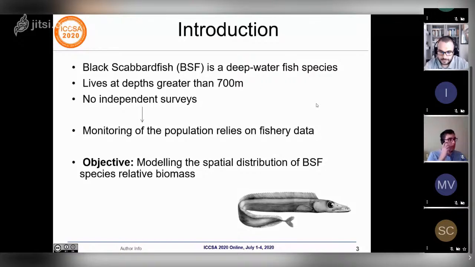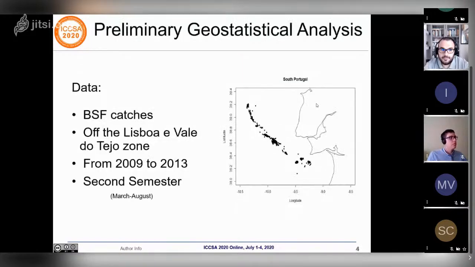The data in study corresponds to the BSF catches by fishing hole of the longline fishing fleet of the fishing grounds of the zone of Lisbon, and we can see that in the picture on the right. It is also the data from the second semester from 2009 to 2013. The data also included the location of each fishing hole, the corresponding vessel identification, and the depth of the locations where the fish was captured. The vessels were also grouped into 3 levels according to their tonnage.